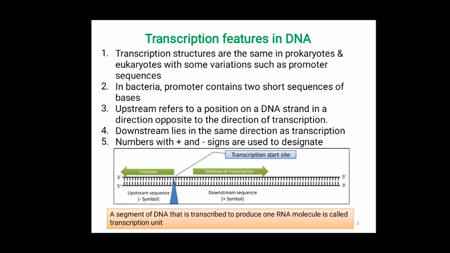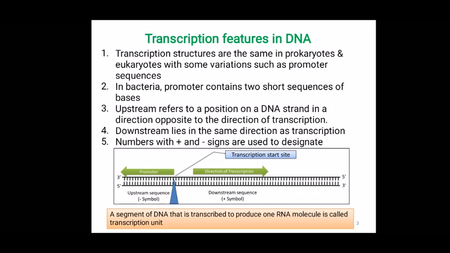The numbers with plus and minus signs are used to designate the upstream and downstream positions. So in this picture, the triangle shows the transcription start site. After this, the sequences are called downstream sequences, and the base pair position of a specific nucleotide is mentioned with a plus symbol followed by the number. Similarly, before the transcription start site, the minus symbol is used to designate any specific nucleotide and its position in the strand.